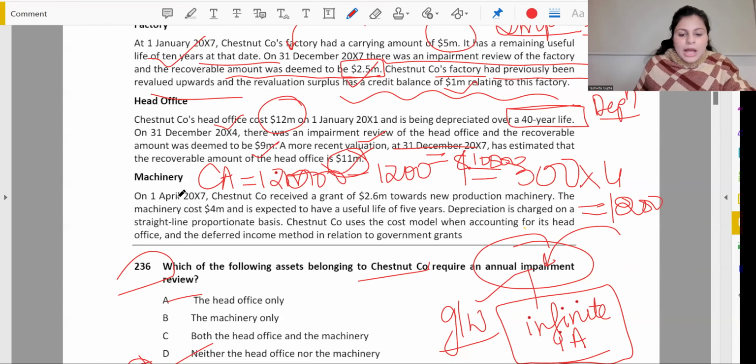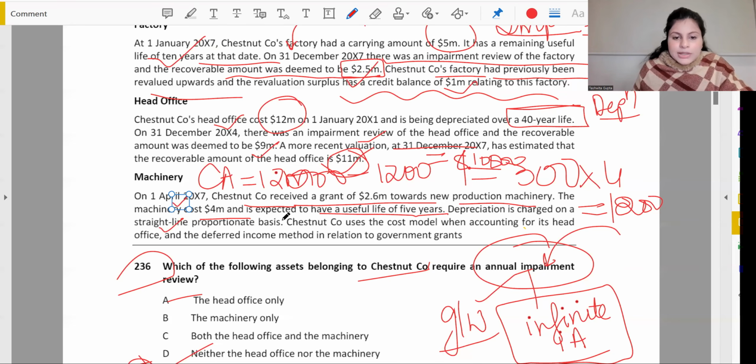On 1st April 2017, Chestnut Company received a grant of 2.6 million towards new production machinery. The machinery's cost was 4 million and it's expected to have a useful life of 5 years. Depreciation is charged on a straight line proportionate basis. Chestnut uses the cost model when accounting for its head office and the deferred income method in relation to government grants. So we are supposed to use the deferred income method. They're asking you what would be the non-current liability part of it. So come on, try it yourself. Take 2 minutes, try it yourself.